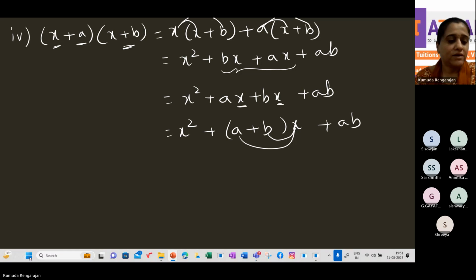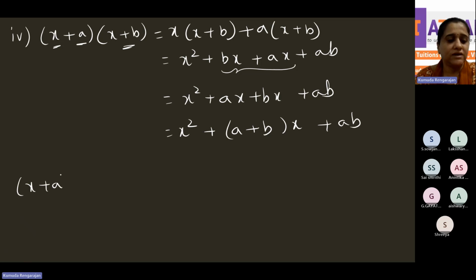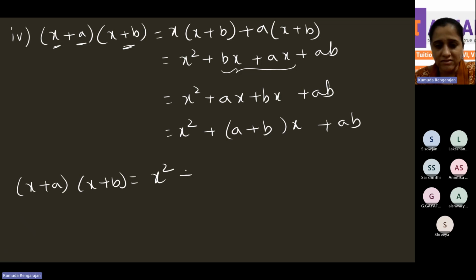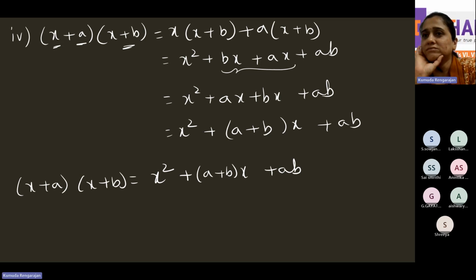So we have (x plus a) into (x plus b). Once again. So the identity is (x plus a) into (x plus b) is equal to x square plus (a plus b) of x plus ab. That's how you read it: (a plus b) of x, meaning (a plus b) multiplied by x, plus ab. Write down.